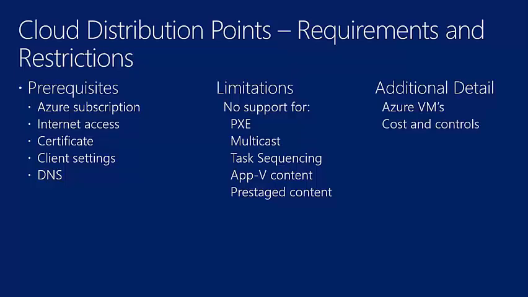There are some limitations that you need to understand running a cloud distribution point. For example, the ones on your screen, like you have no support at all for PXE or multicast. Task sequencing is an interesting one. We do actually support task sequencing, but it depends on how you configure your task sequence. Specifically, if you try to configure a task sequence to download content locally when needed by the running task sequence, that's not going to work with the cloud distribution point. Cloud distribution points won't even be offered as a source when that's the case.